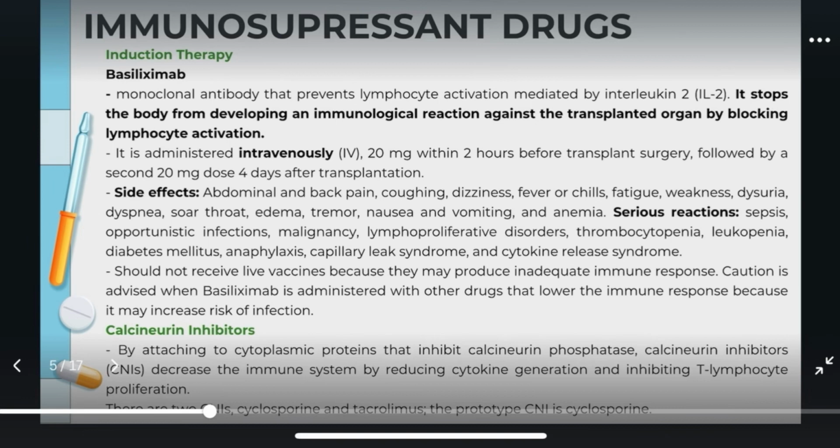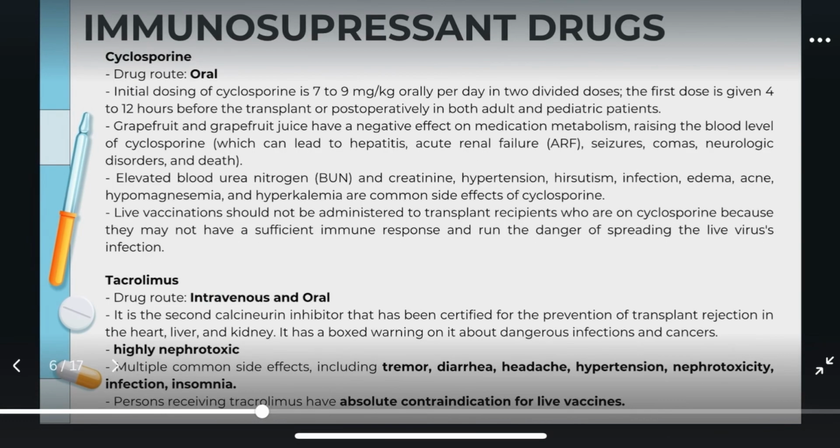By attaching to cytoplasmic proteins that inhibit calcineurin phosphatase, calcineurin inhibitors decrease the immune response by reducing cytokine generation and inhibiting T lymphocyte proliferation. There are two CNIs, which include cyclosporin and tacrolimus. The prototype of CNI is cyclosporin. So, what is cyclosporin? The drug route is oral.